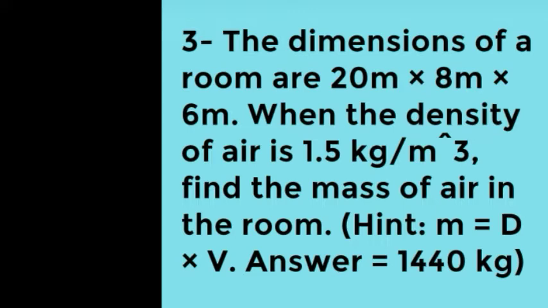So what is mass? Mass equals density into volume. You have to multiply volume and density. Volume you will find out by multiplying 20, 8 and 6, and density is given. So mass you will find out by multiplying volume and density, and that is 1440 kilogram.